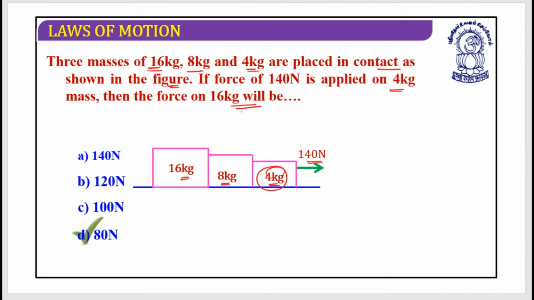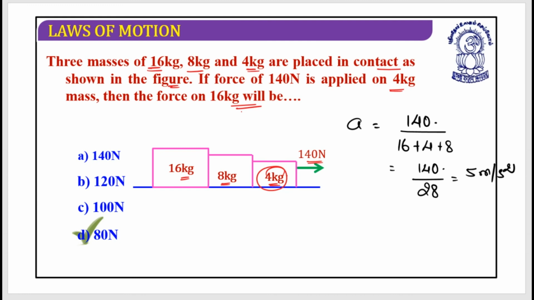So the first task is you need to find out the acceleration. The acceleration of the system can be given as 140 Newton of force divided by m total. The total mass would be 16 plus 4 plus 8. So this is equal to 140 divided by 16 plus 4, 20, 20 plus 8, it's 28. And 28 fives are 140, so it's 5 meter per second square. This is the acceleration. Now what else do you require?